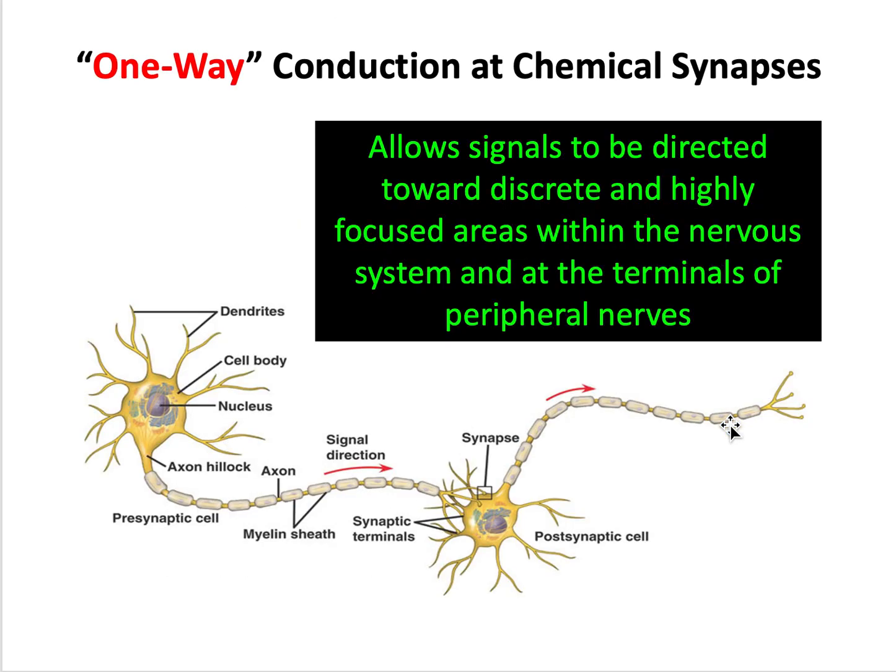And I just want to highlight the fact again that it's a one-way conduction at chemical synapses, whereas at electrical synapses we had bidirectional transmission. This is one-way transmission, so it really makes sure that signals are sent. There's a directionality to it, and signals are sent exactly to the location where it needs to be, and it carries out very specific discrete functions.